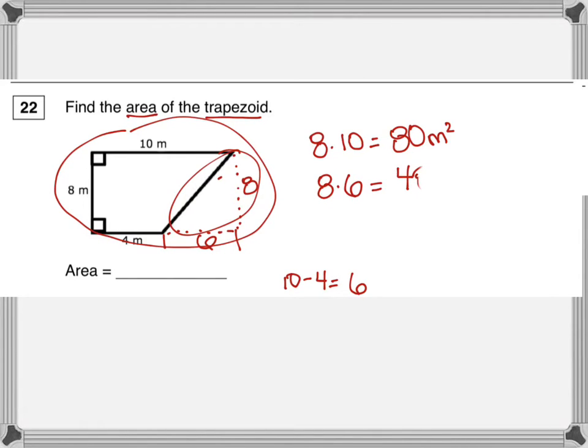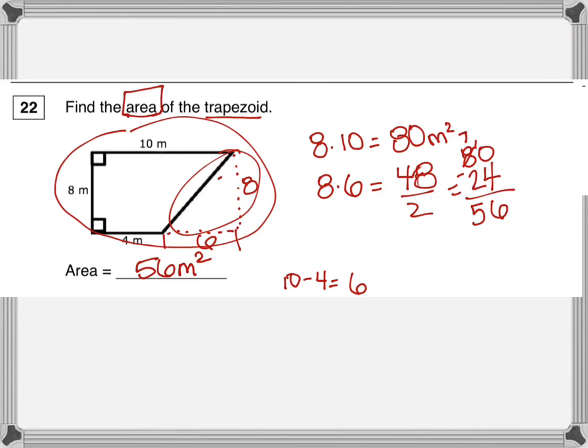I've got 8 times 6, that would be the square. I have to divide that by 2. 48 divided by 2 is 24. So I'm actually going to do 80 minus 24. 0 minus 4, I'm going to borrow from the 8. That becomes a 10. 10 minus 4 is 6. 7 minus 2 is 5. And I get my answer, 56 meters squared. Squared because it is area.